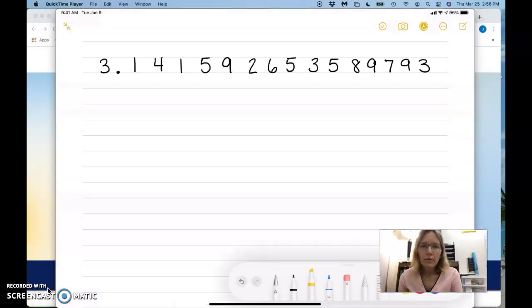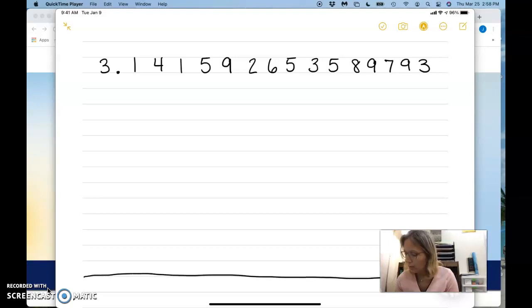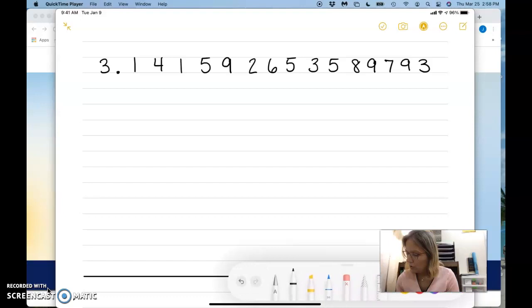Okay, so if you don't have graph paper, you're just going to use notebook paper, and you don't have to turn it sideways. It's already the right direction. So you're going to, again, write this decimal at the top, exactly as I have written it, all the numbers that you see here I want on your paper, and you're going to shade that far up from your line.